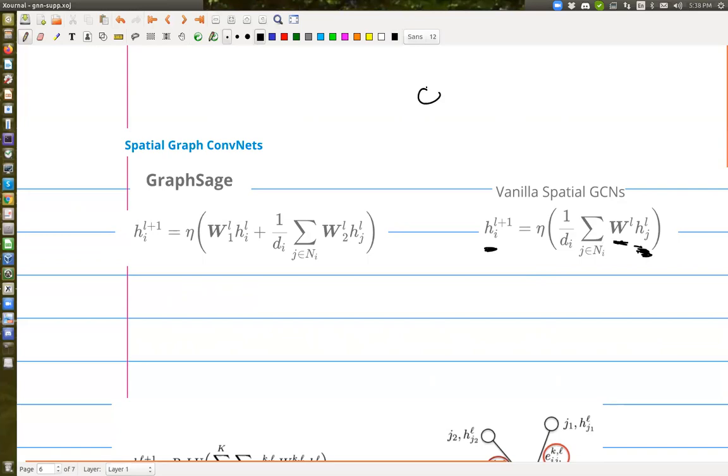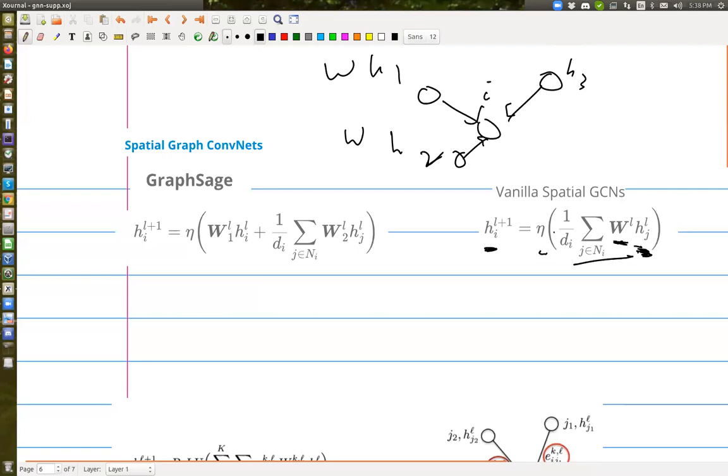So therefore, as we mentioned earlier, because the nodes are not ordered in the graph, if this is node I here, let's say I have three nodes here, J, let's say 1, 2, 3. For each of these H here, they will be multiplied by the same W. And then I will just take the average of that and go through a linear activation function, say.